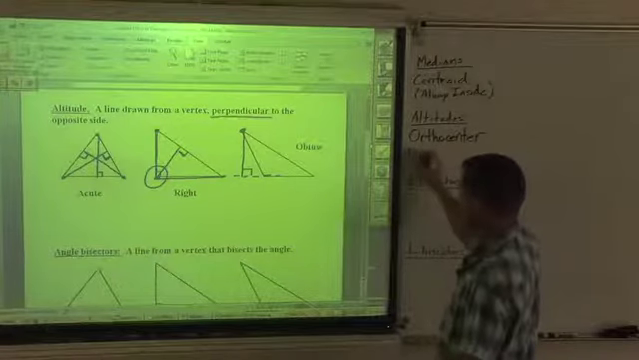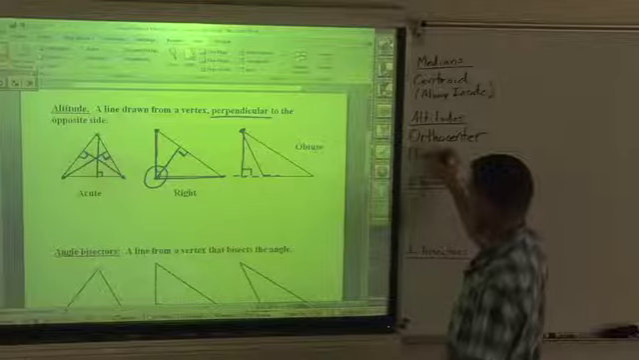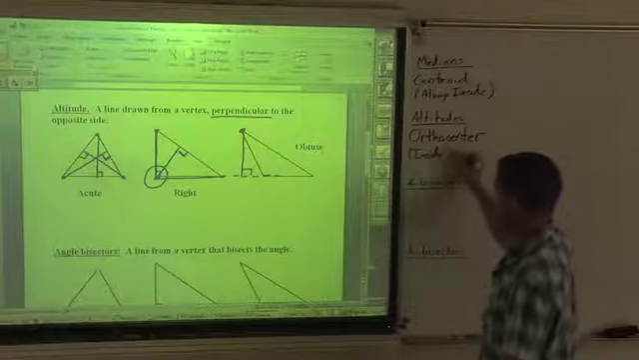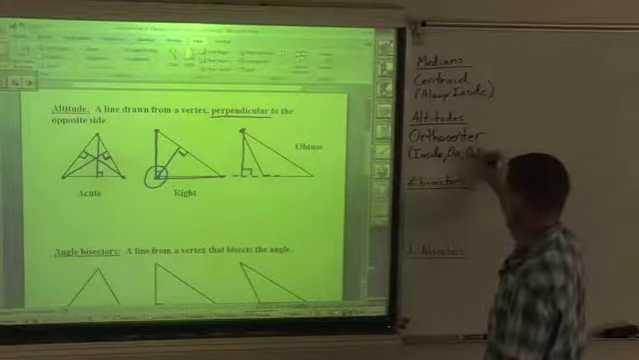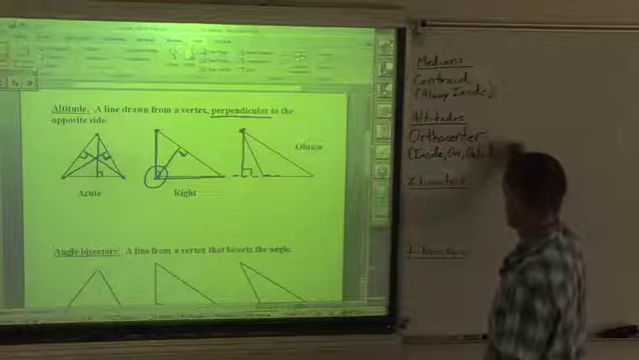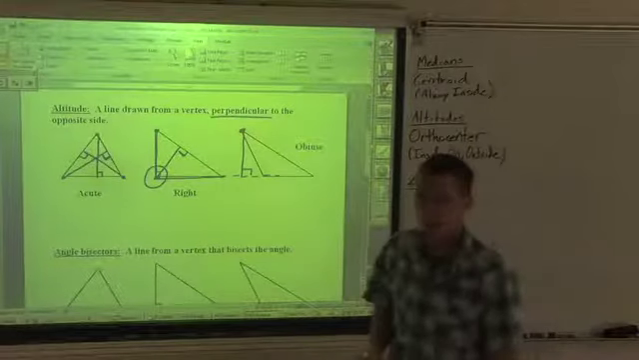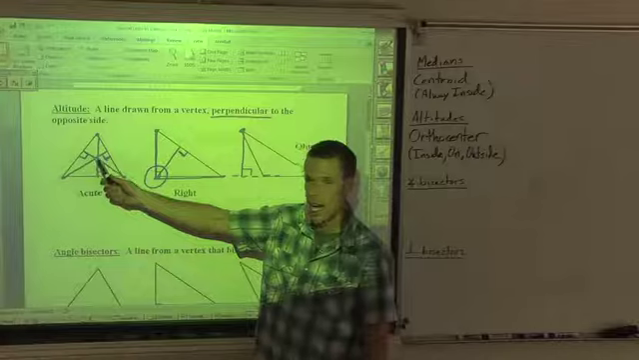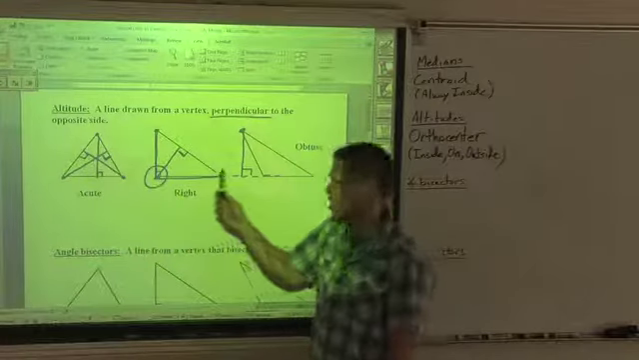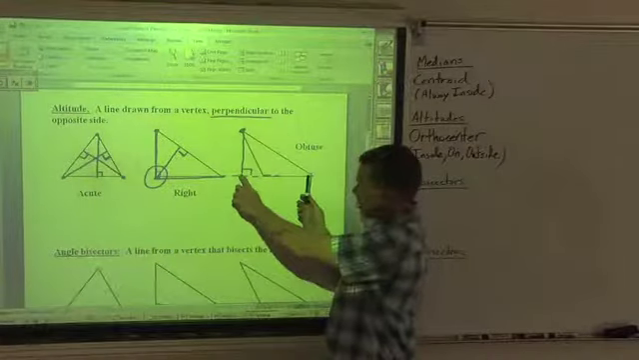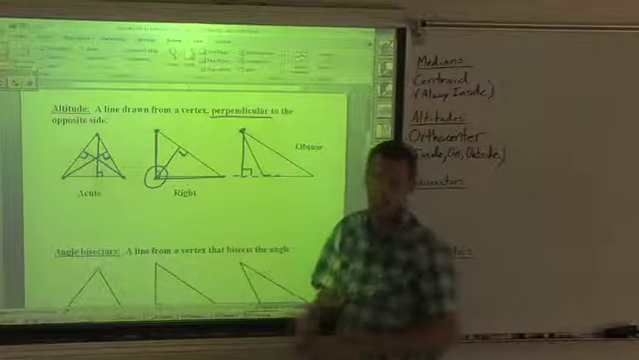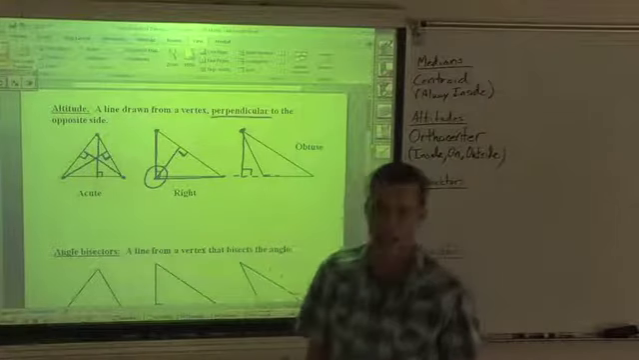And it is sometimes inside, sometimes it's on, and sometimes it's outside the triangle. Here, inside, here it is on. On these, they will all come together outside the triangle. We will look at this more in class.